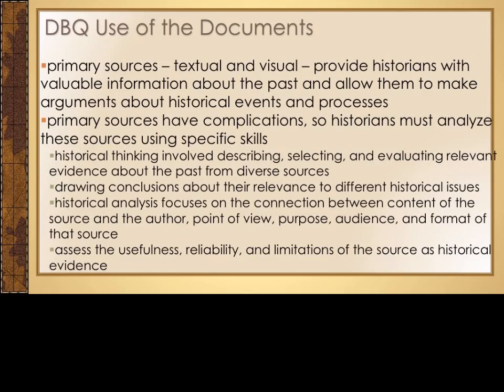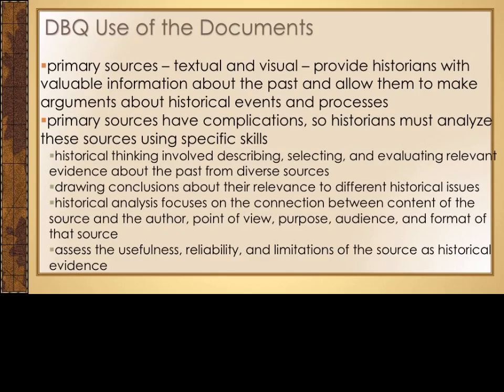Okay, primary sources, both textual and visual, provide historians with valuable information about the past, and that allows them to make arguments about historical events and processes. Now, primary sources have complications, so historians have to analyze these sources using a specific set of skills. And these skills involve describing, selecting, and evaluating relevant evidence about the past from diverse sources, drawing conclusions about their relevance to different historical issues.